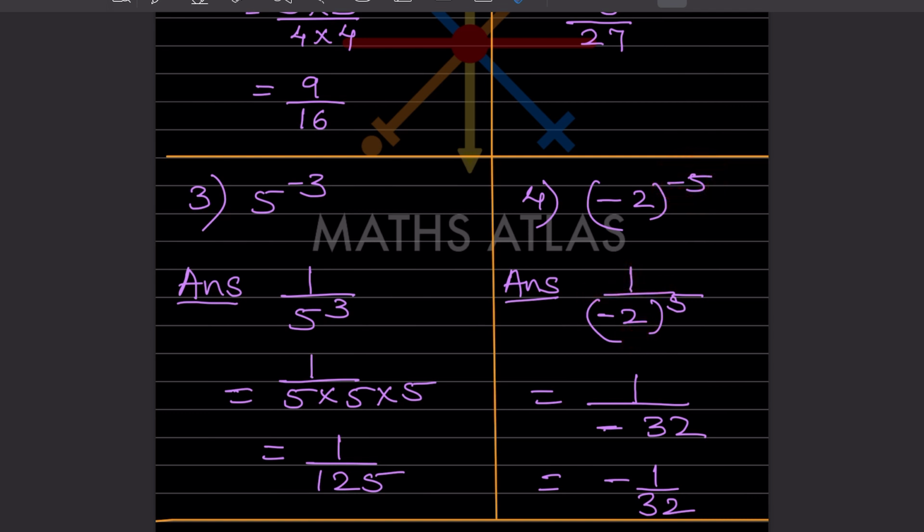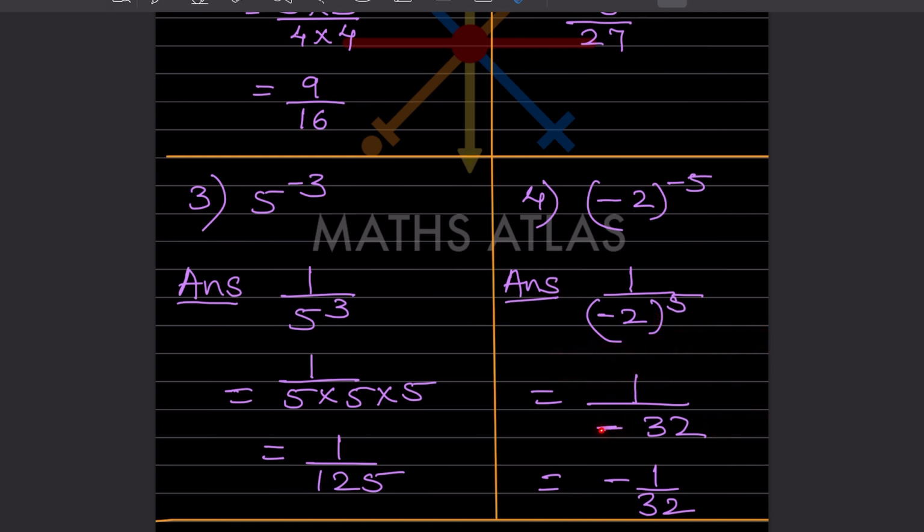By taking the reciprocal, the base will remain the same. You don't have to worry about the base wherever there is a negative. Only the negative exponent has to be changed to positive. Now here, as I said, this is 5, which means it's an odd number, so you are going to get a negative. And here 2, whenever you multiply 5 times: 2 2s are 4, 4 2s are 8, 8 2s are 16, and 16 2s are 32.